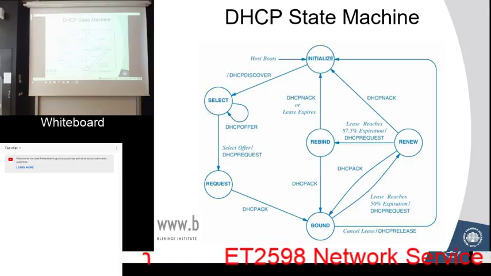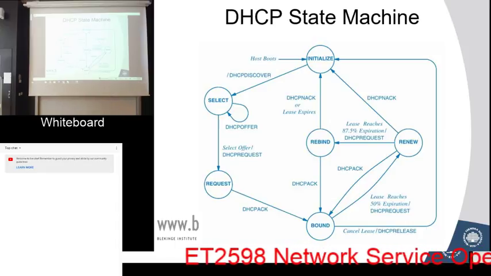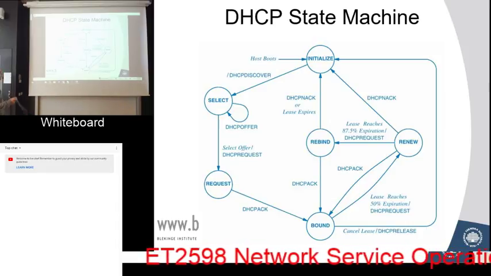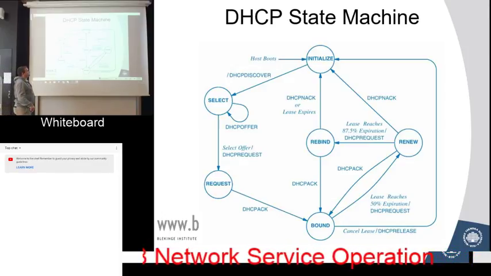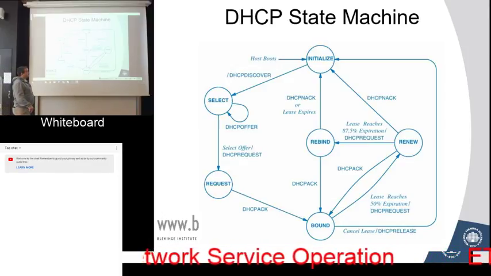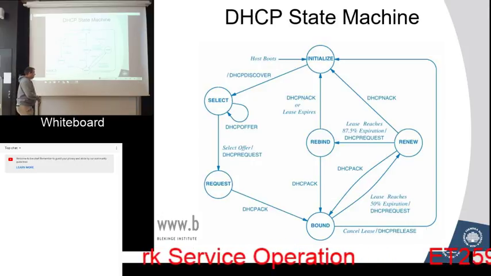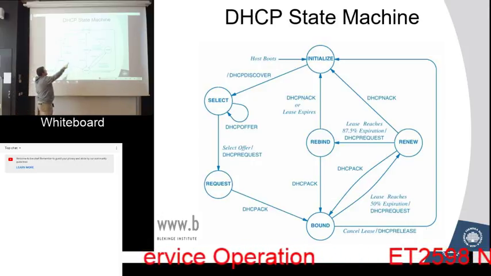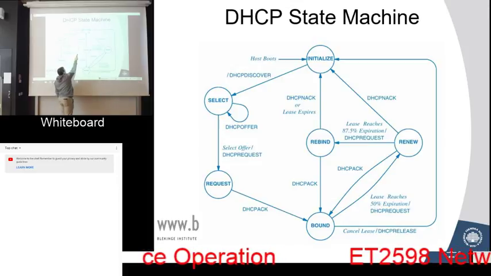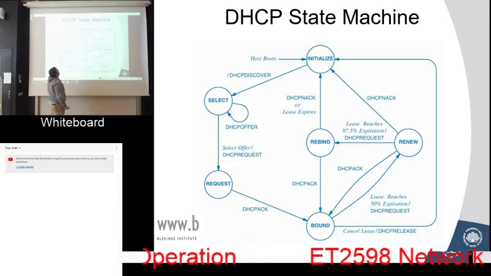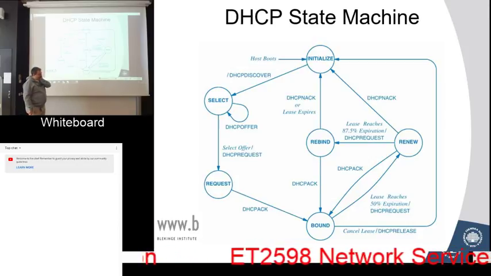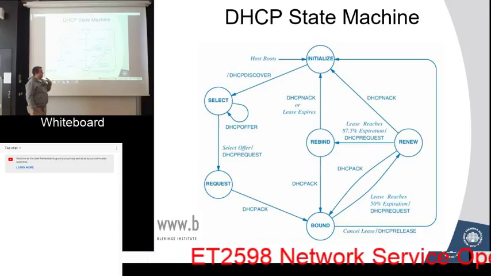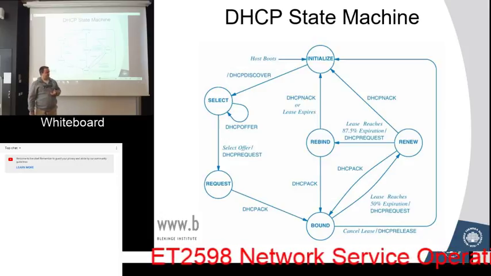So, the DHCP state machine. This is how the state machine looks. It is a 6-state machine. It starts up here when the host boots. So it initializes, and when it initializes, it usually reads a config or something.